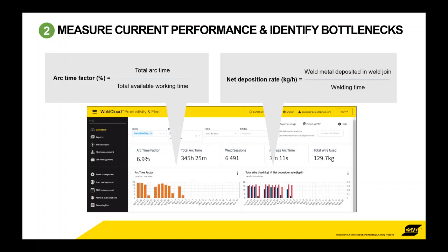And these are also then the key metrics that we use in WeldCloud Productivity for tracking and following up the welding productivity.